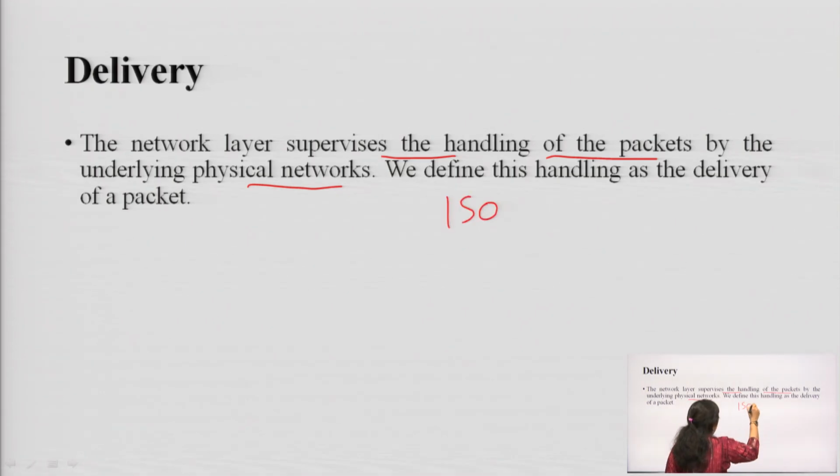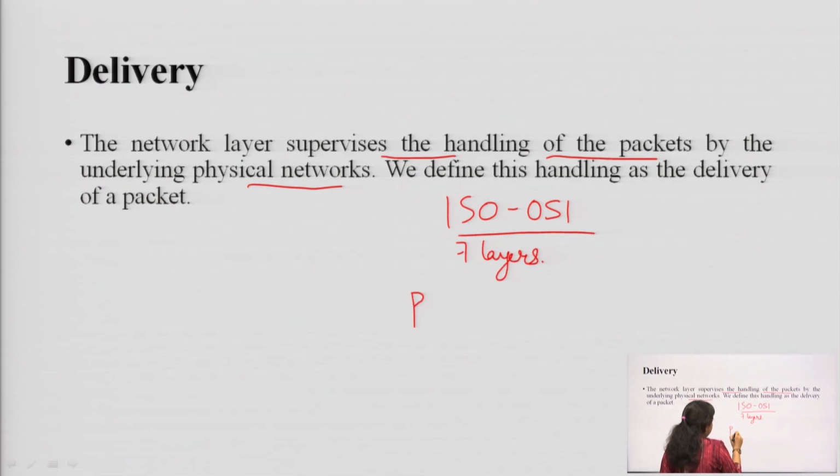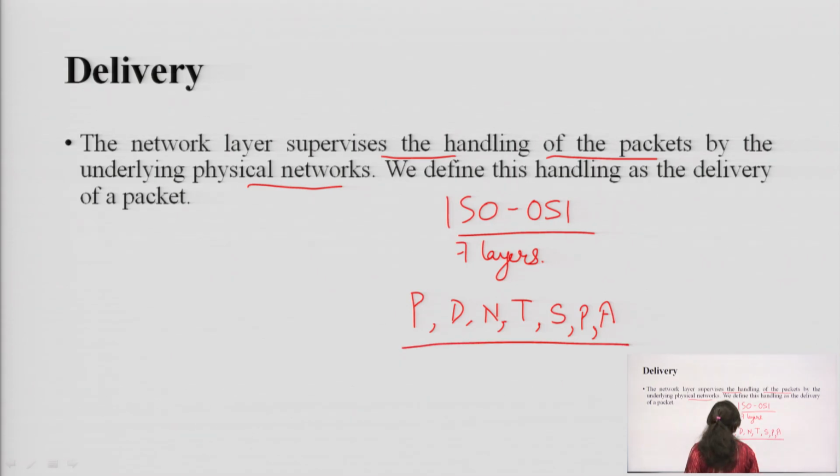This ISO OSI model consists of 7 layers. Basically, these layers are: first the physical layer, then data link layer, network layer, transport layer, session, presentation and application. So, there are 7 layers which are responsible for transferring the data in a layered architecture. In the layered form the data will be transferred, and these same layers will be used at the transmitter side as well as the receiver side. This is the concept behind the layered architecture.